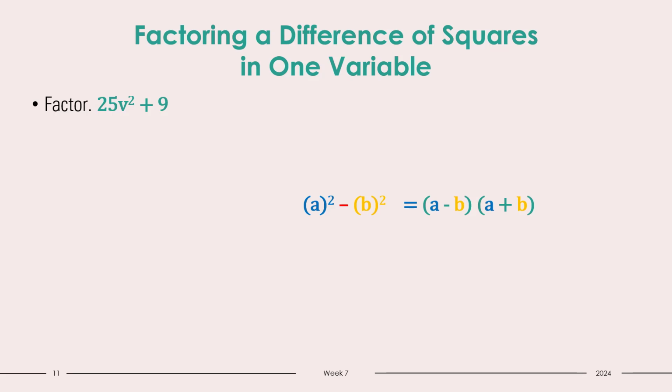And with this one, we got 25v squared. That's a perfect square. 9, that's a perfect square. But in this case, it's plus, right? So I got that highlighted, and really, there's nothing I can do with it. I mean, yeah, these are perfect squares, but because of that plus, there's nothing I can do with this. So this one is just prime. It has to be minus in order for us to apply the pattern for differences of squares.